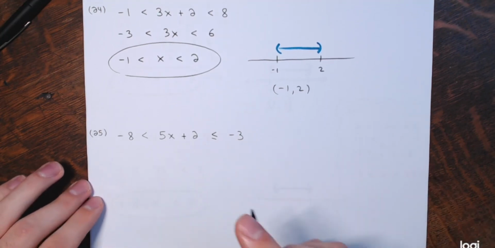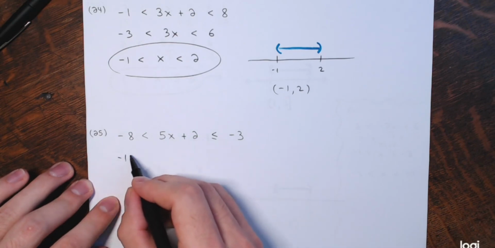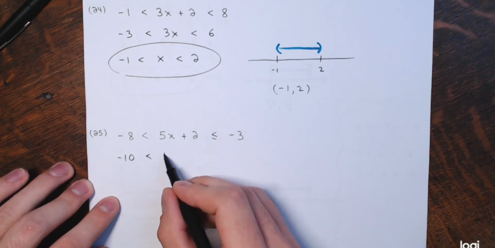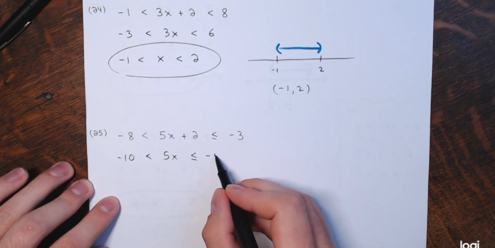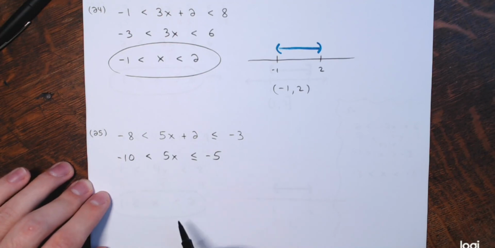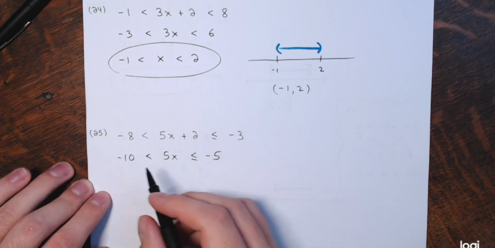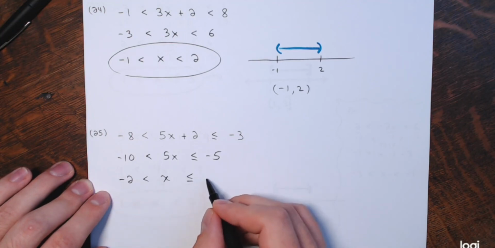All right, number 25 here. First I would subtract 2 from everything. So giving me negative 10 there, 5x in the middle, and 5x is less than or equal to negative 5, right? This again, subtracting 2 from all 3 parts. Then I would divide by positive 5. You have negative 2 is less than x, and x is less than or equal to negative 1.